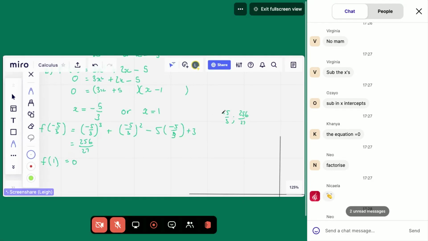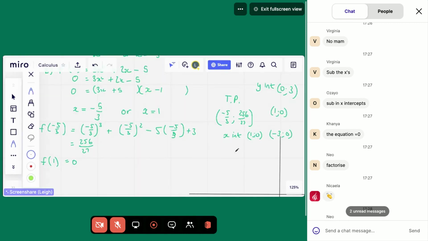256 over 27, which is 9 and something, I think 9 and 13 over 27. And then I have another turning point at 1 and 0. My Y-intercept is at 0 and 3. And my X-intercepts are at 1 and negative 3.